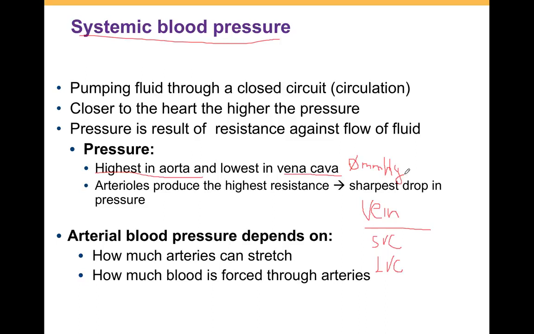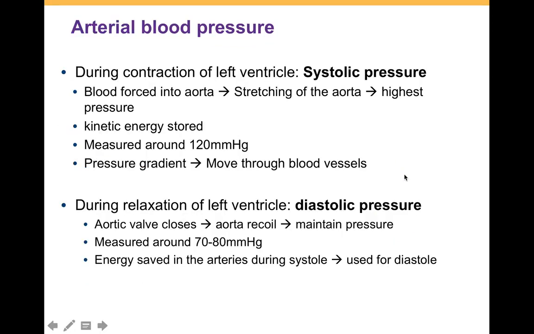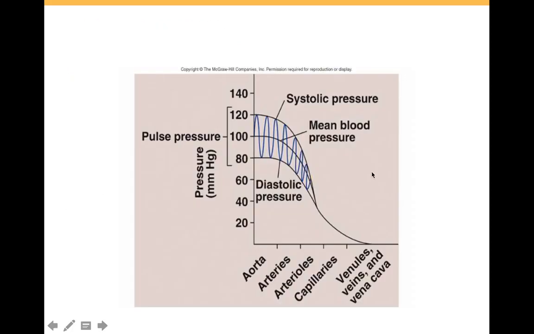And as a result, they have the sharpest drop in blood pressure. So sharpest drop in blood pressure, which we start with 120 millimeter of mercury. When it comes to the arteriole, you have the highest or the most significant drop in blood pressure. Let me show you this picture.